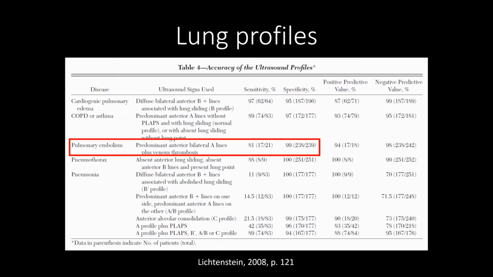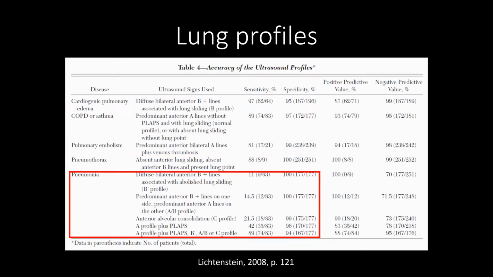When there was a profile with a venous thrombosis identified, sensitivity was 81% and specificity 99%. For pneumothorax, the profile of A prime with a lung point, sensitivity was 88% and a specificity of 100%, essentially being diagnostic for pneumothorax if there is a lung point with an A prime profile.